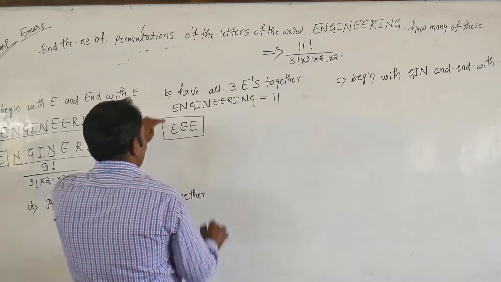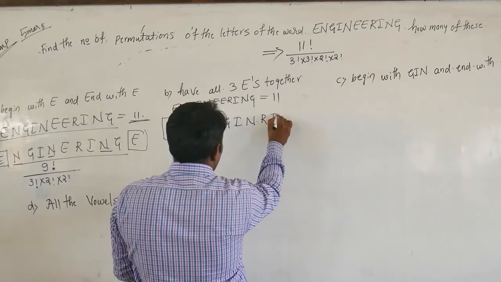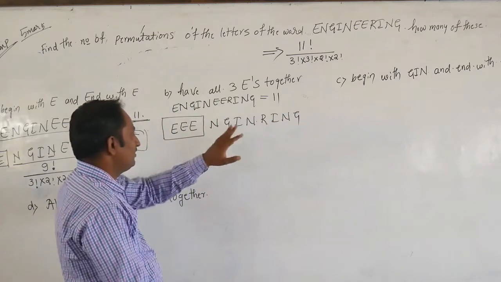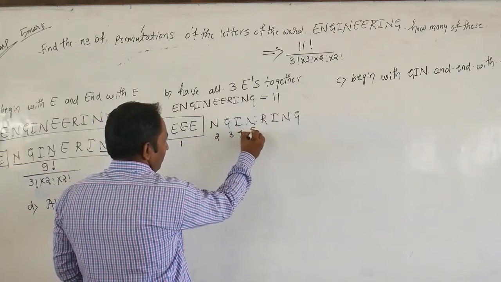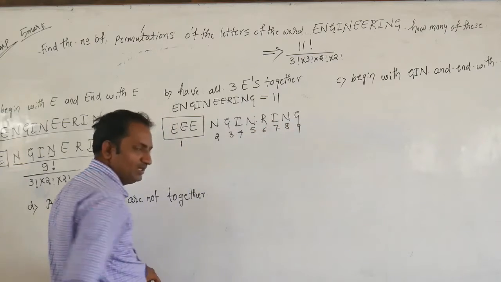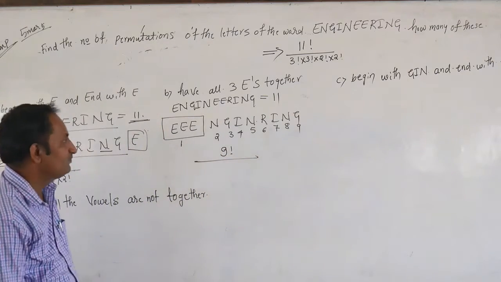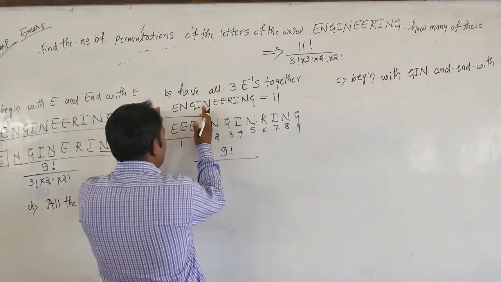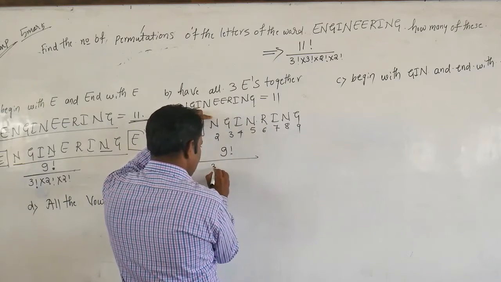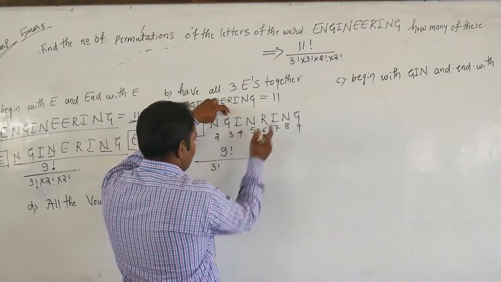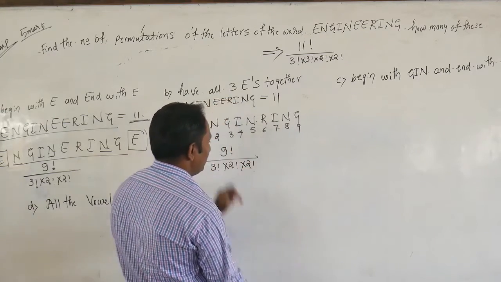Out of the 3 E's, the remaining letters are N, G, N, R, I, N, G, R. Taking the box as one letter, we have 9 letters remaining, which can be arranged in 9 factorial ways. Here N repeats 3 times, that is 3 factorial, and G repeats 2 times, that is 2 factorial, and R repeats 2 times, that is 2 factorial.